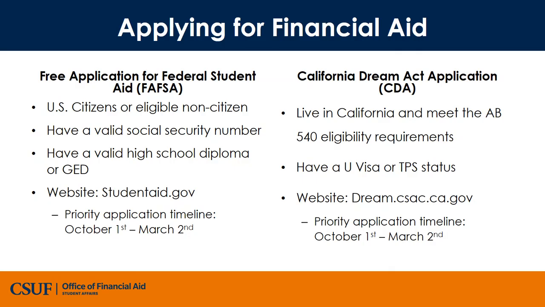Students may submit a California DREAM Act application if they live in California, meet Assembly Bill 540 eligibility requirements, and have a U visa or TPS status. The priority application period is also October 1st through March 2nd of every year.